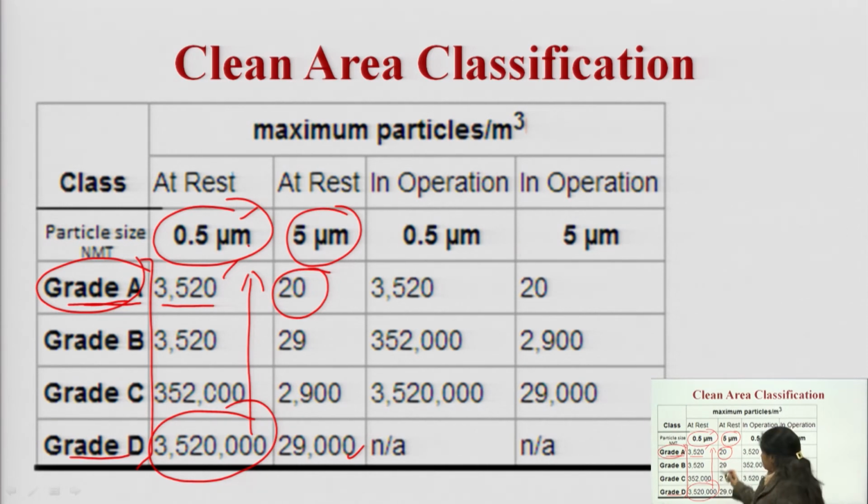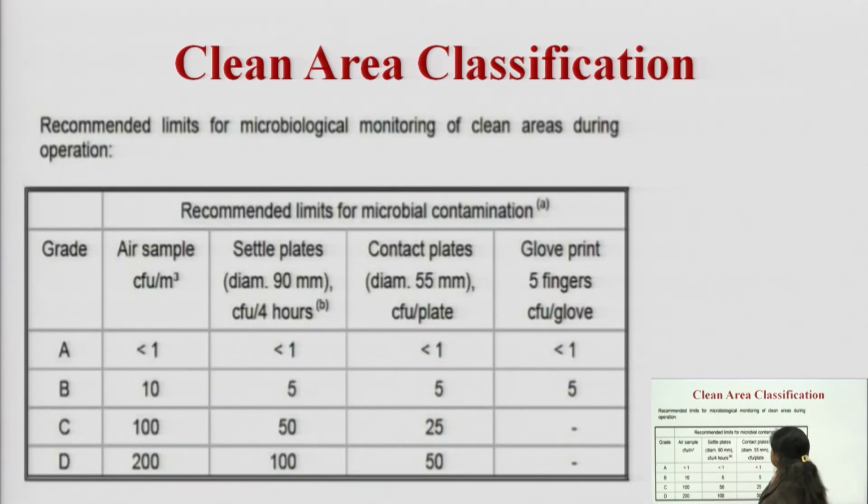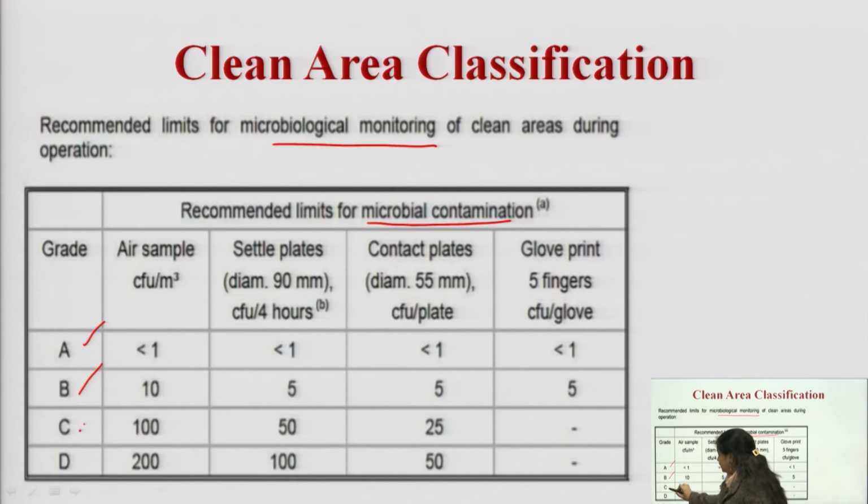So this table makes it clear that grade A is the aseptic area, which has a minimum number of dust particles and therefore a minimum number of microorganisms. This table is based mainly on particles, that is, the maximum dust particles allowed within that particular area. The next table is mainly based on microbial monitoring, that is, how many microbes are allowed within grade A, grade B, grade C and grade D.